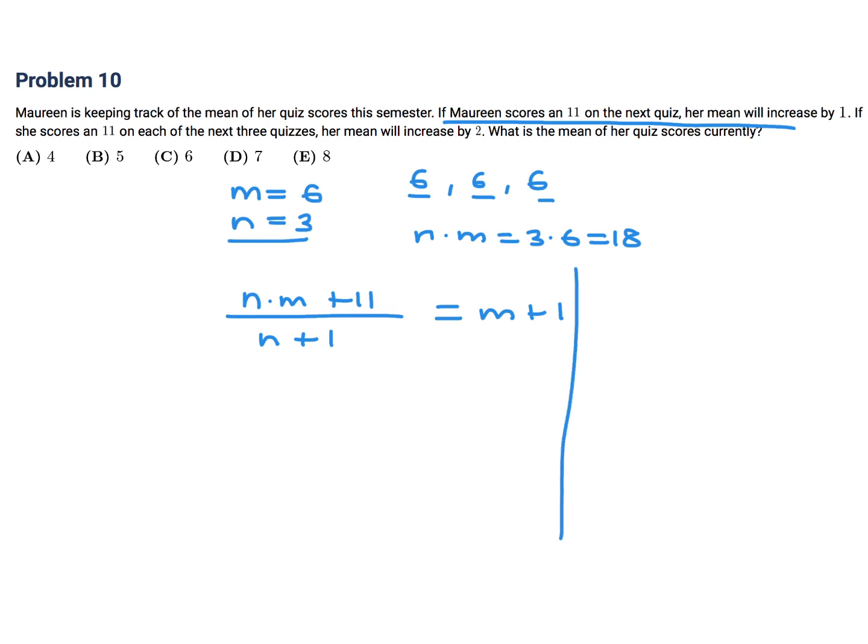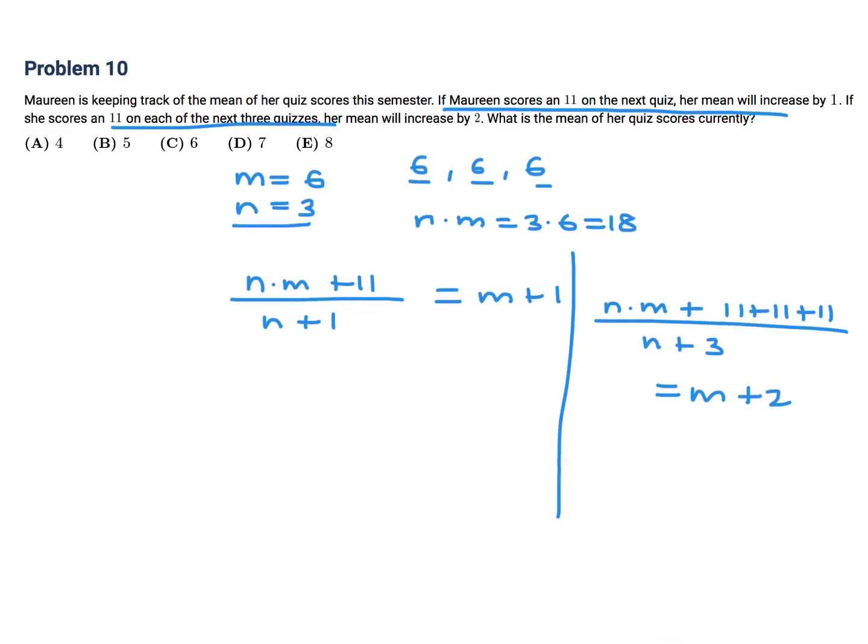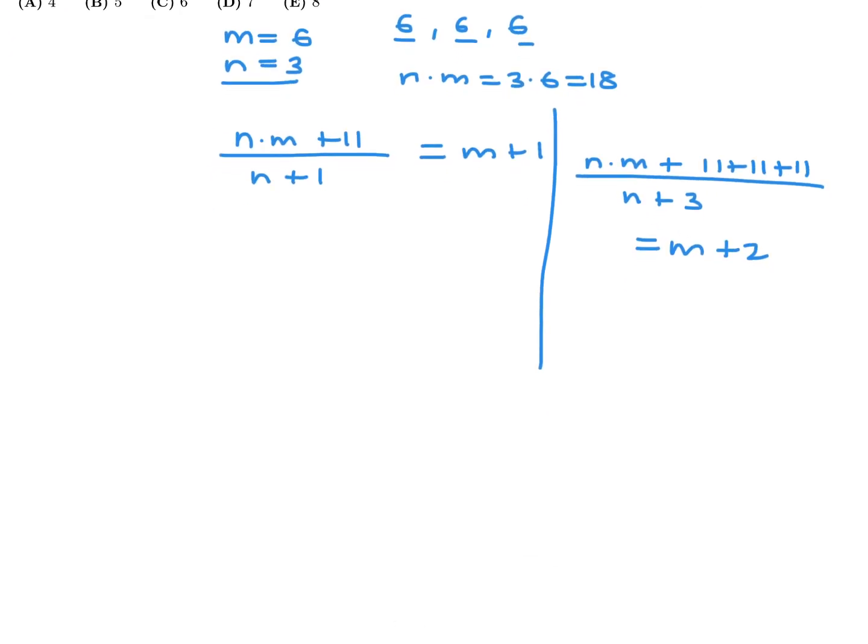And then the second equation, if she scores an 11 on each of the next 3 quizzes, so this time it's nm plus 11 plus 11 plus 11. And now it's n plus 3 because we've added 3. And that's going to increase the mean by 2, so m plus 2. Okay. So I'm pretty sure those are the 2 equations, and I guess we just solve them.